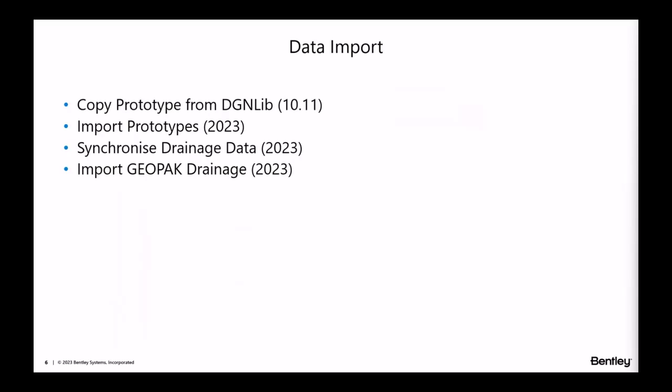We've also added the ability to synchronize drainage data across a DGN or a folder of DGNs from the content that's in a source file, which would normally be a DGN lib. Okay, so we can again synchronize drainage data across a set of DGNs from DGN libs. We've also heard that it's difficult to bring GeoPack drainage data forward into the OpenCivil products. So we've done some improvements around that.